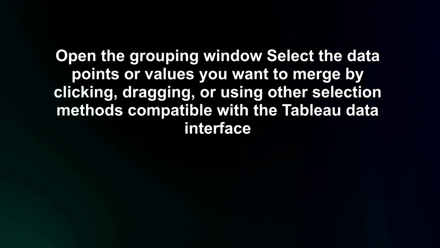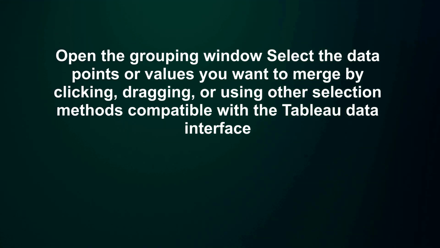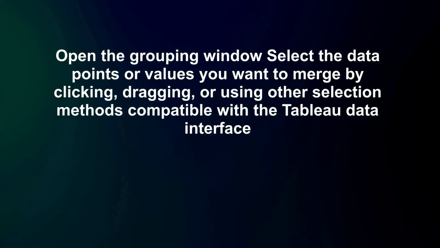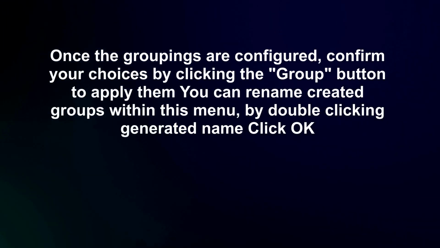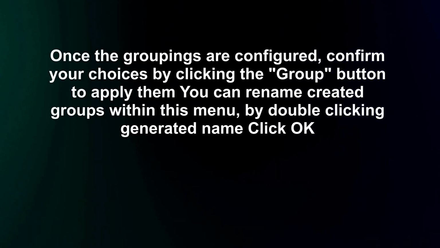Open the grouping window. Select the data points or values you want to merge by clicking, dragging, or using other selection methods compatible with the Tableau data interface. Once the groupings are configured, confirm your choices by clicking the Group button to apply them.